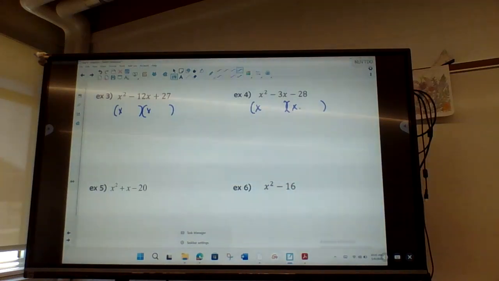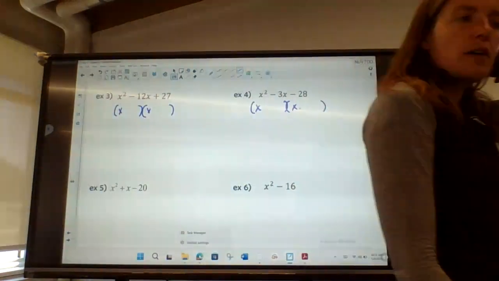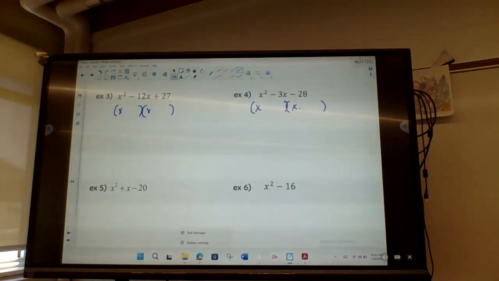So yeah, working through these, some of you have already figured this all out and remember this, or this just makes sense to you. The next one is kind of strange, this number 3, because you're multiplying to get a positive 27, but adding to get a negative number. So they're both going to have to be negative.